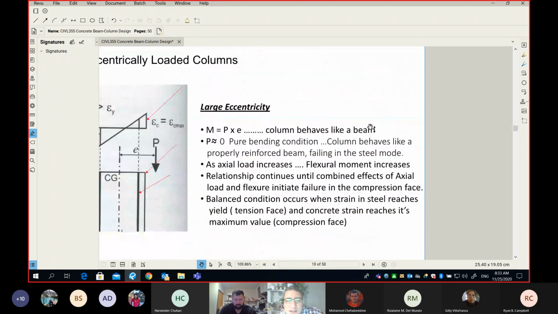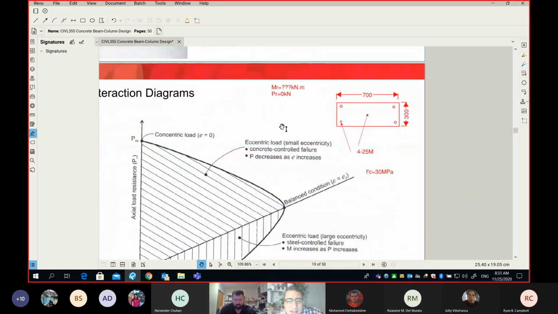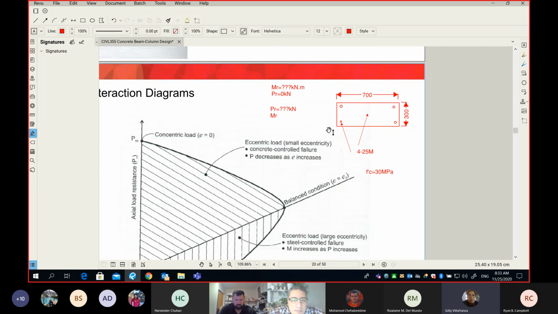So let me write it here. I'm going to go back to here. Yes, of course. So let's do it. If I give you this section, then you can find PR equals this much kilonewton. But remember, do we have any moment in this case? Do we apply any moment or is it pure axial force? If it's pure axial force, which means concentric, MR in this case is equal to 0 kilonewton meter.